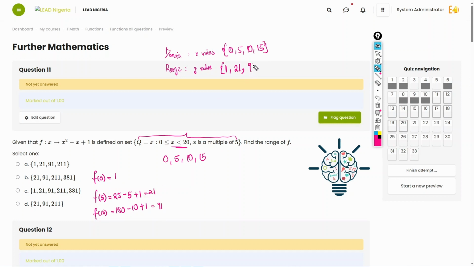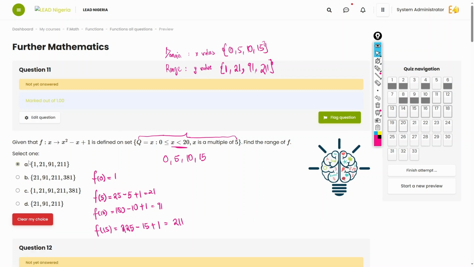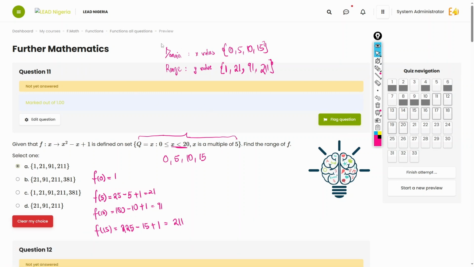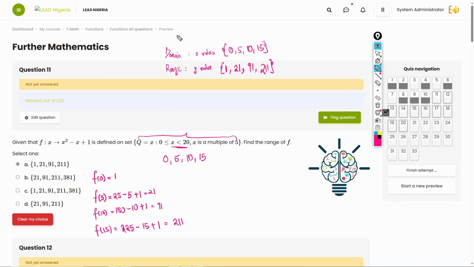And finally, if I plug in 15, f of 15 is 15 squared, that's 225 minus 15 plus 1. Shouldn't that be 211? Yes, 210 plus 1, 211. So our range is, the correct option is option A. Again, it mostly goes back down to recognizing what domain and range mean. Your domain is a set of possible x values, your range is a set of possible y values. Simple as that.